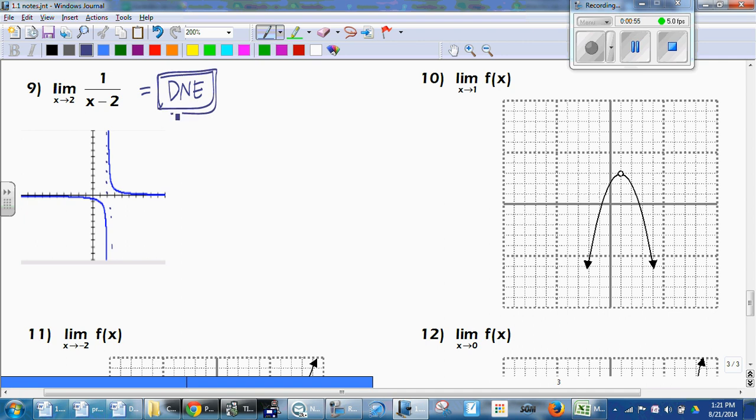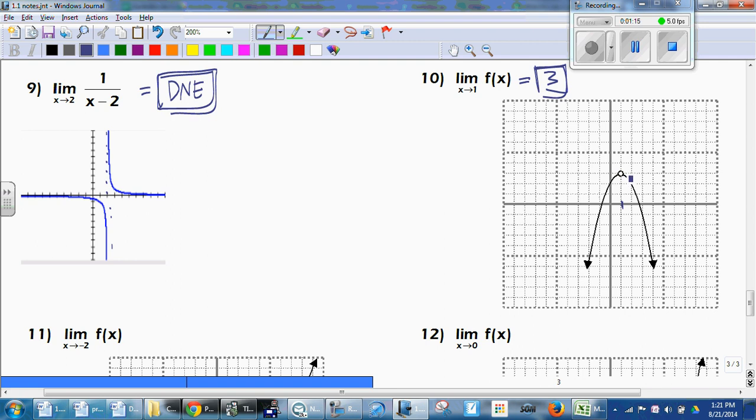Let's take a look at number 10. For this one, the limit as x approaches 1. From the left side, as we get closer and closer to an x value of 1, our y value is getting closer and closer to 3. From the right side, as we get closer and closer to an x value of 1, the y value is approaching 3. Since we're approaching the same thing from both sides, that's our limit.